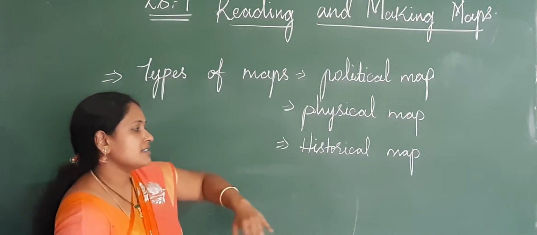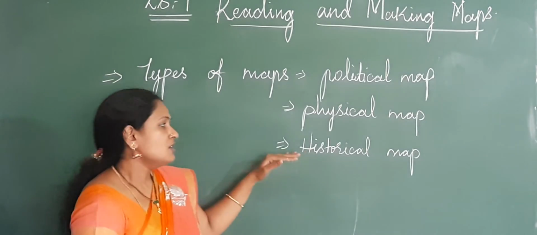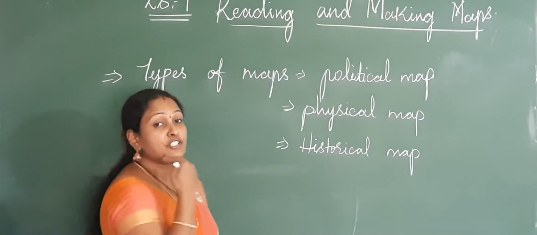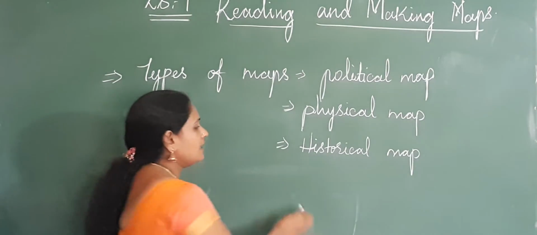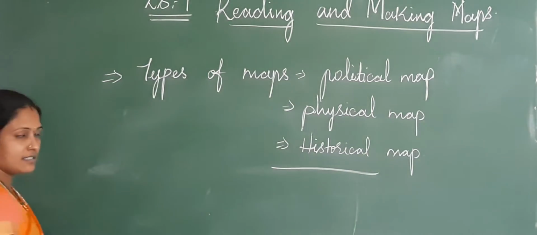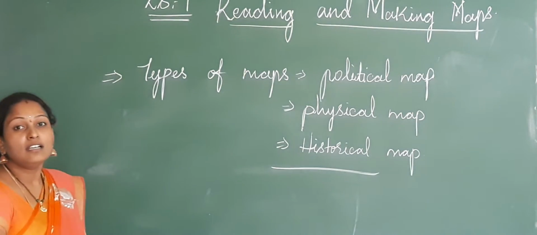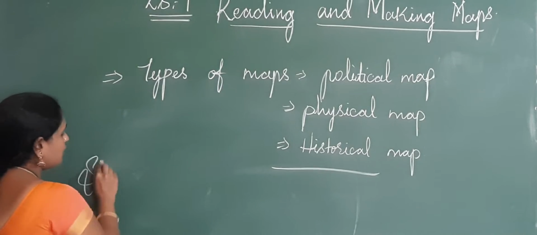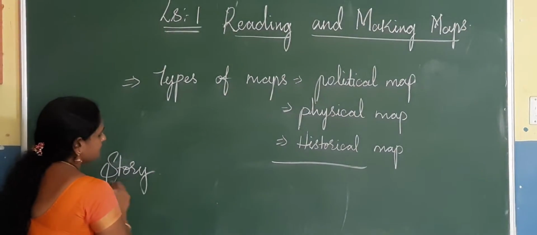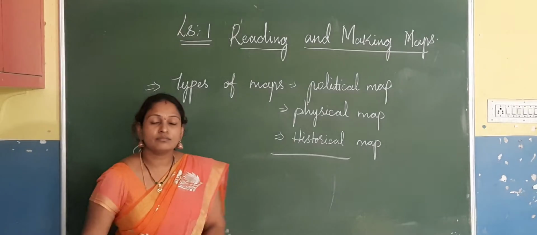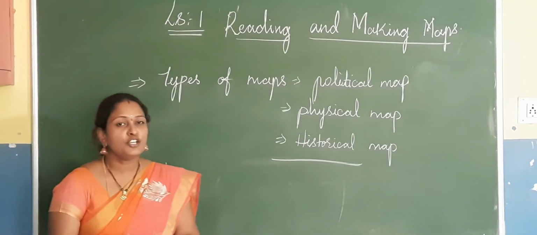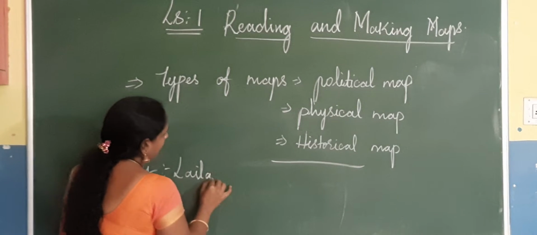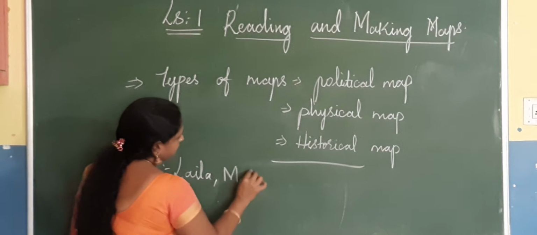Right? And next, historical map. So what is a historical map? We can see the different kingdoms which have vanished away. Right children? So next, before learning about directions, we will go to a topic and a small story. So what is the story? Here in your lesson, you will find 2 characters named Laila and Malika.